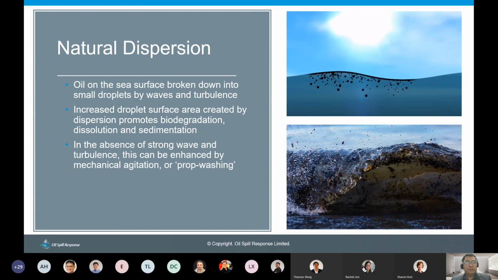In the absence of strong waves and turbulence, this can be enhanced by mechanical agitation, commonly known as prop washing. So to have a natural dispersion, we need energy. But sometimes you see that the water is very calm, there is no energy at all. So it means natural dispersion is not that effective. So you need to create energy by using your boats, your vessels, to do a mechanical agitation.